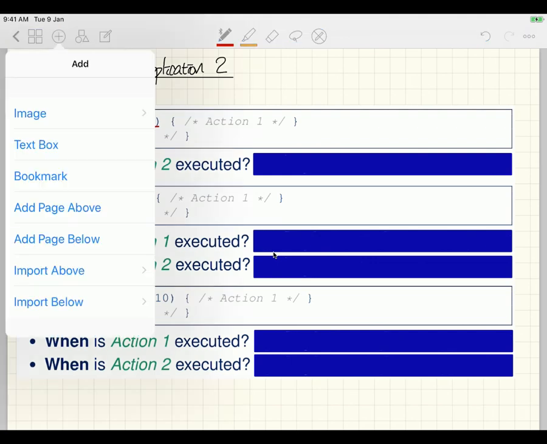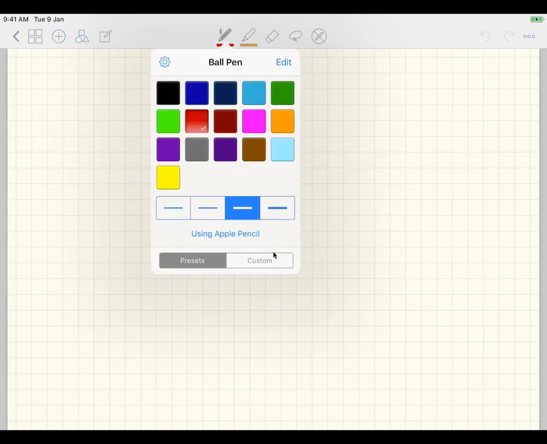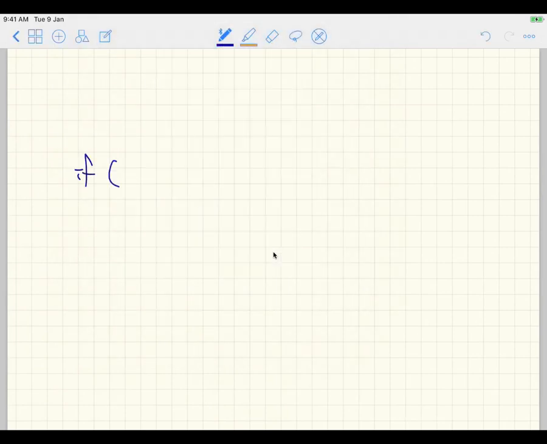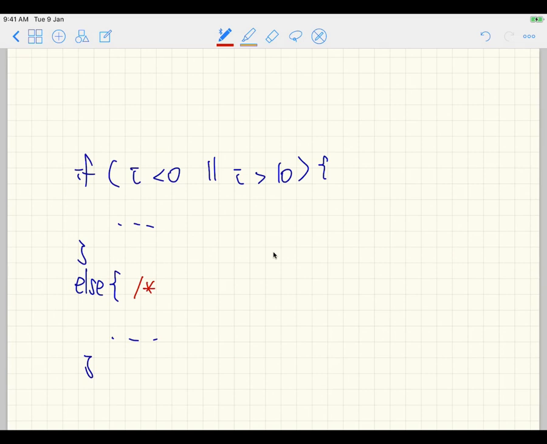Let me just add a page over here. What I will do is say if i less than 0 or i larger than 10. Just like that. Let's say that's the if branch and we do something over here. Otherwise, we do something else over here. That's what we have. So now the question is, given this, what would be the circumstance under which the else branch will be executed?